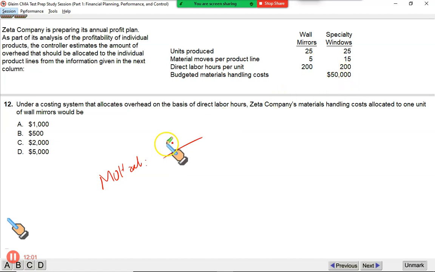Now the total cost is $50,000 handling cost, and it says this cost is allocated based upon the labor hours. How many labor hours are we talking about? There are 25 wall mirrors and it requires 200 labor hours each. There are 25 specialty windows, each requiring 200 hours. So 25 times 200 plus 25 times 200. So the total labor hours required is 10,000. Now these 10,000 labor hours will be the base of the rate. It's going to be $5 per labor hour.